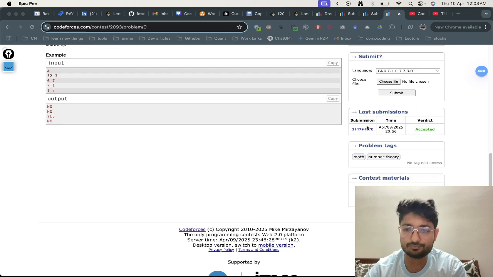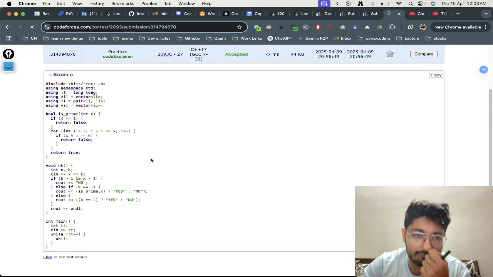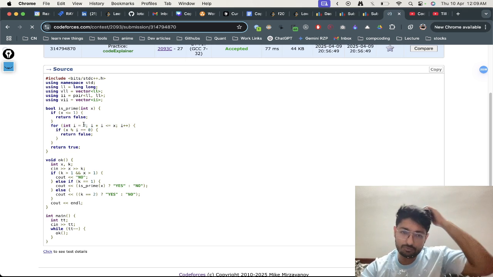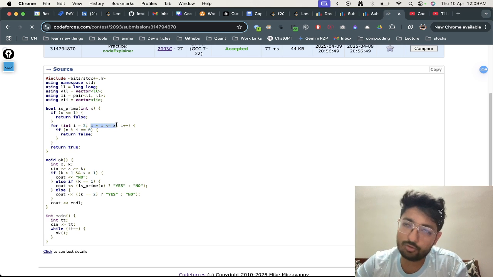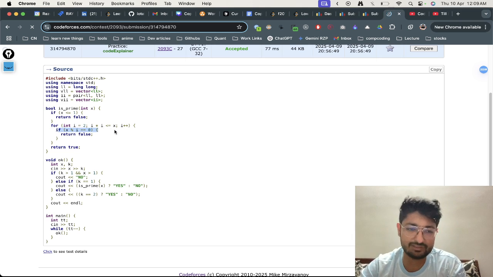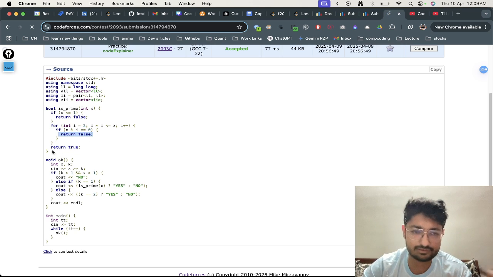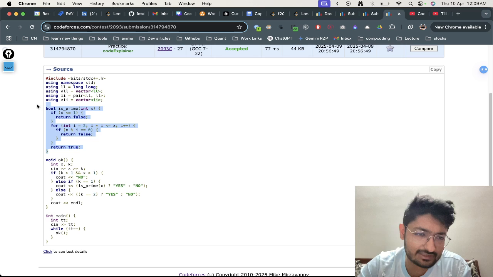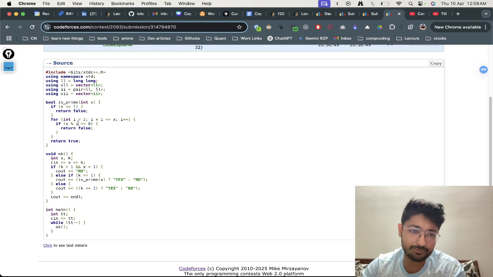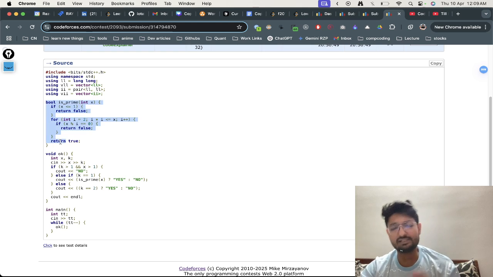Let's see the code part now. This is just a prime check function. If x is equal to 1, it returns false. To check whether it's prime, you start from 2 all the way to i times i less than or equal to x, and keep checking whether i divides x. If it divides x, it is not prime, so the answer is false. There are many different algorithms, but this is a very standard and simple check. You can search it online or ask ChatGPT.